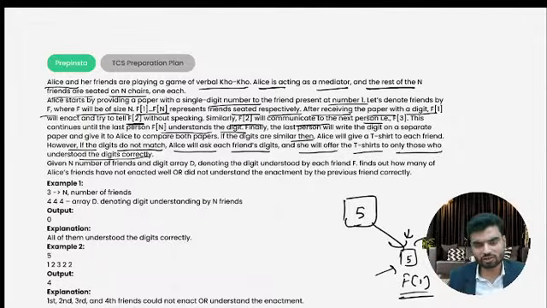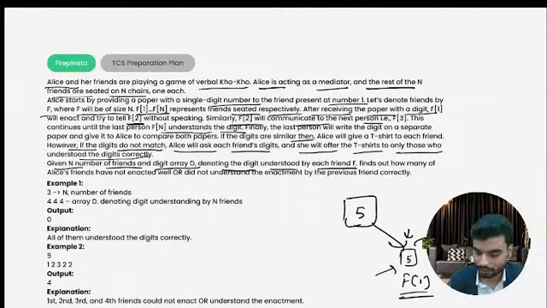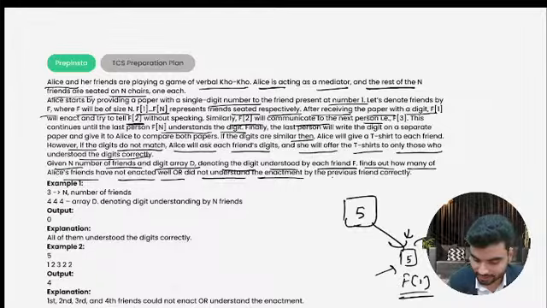When the game is finished, she will ask everybody and check the numbers. How many were wrong? Those who were wrong, don't care. Those who are right get the t-shirt. Given n number of friends and a digit array D denoting the digit understood by each friend F, first find out how many of Alice's friends have not enacted well, or did not understand the digit enacted by the previous friend correctly.